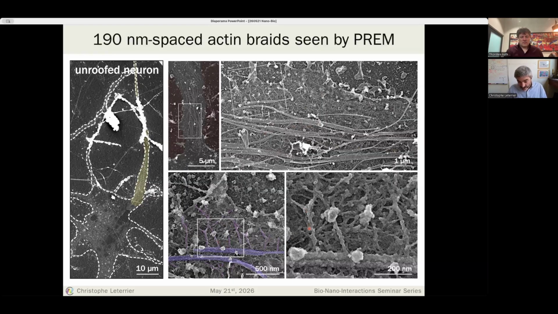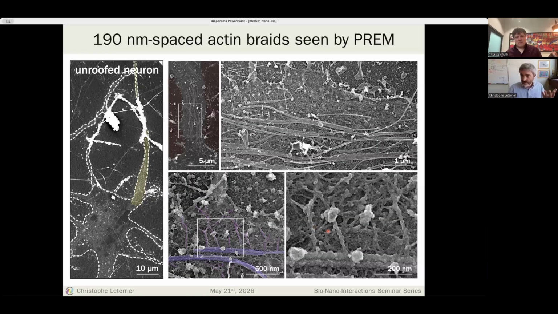And actually, if you zoom further, there are two actin filaments braided together. And you see that the distance between these vertical filaments is about 200 nanometers, and they are connected by this mesh. And so we said, okay, maybe these are the actin rings and the connecting mesh are the spectrin. And we demonstrated that by doing immunostaining, immunogold staining, and things like that.